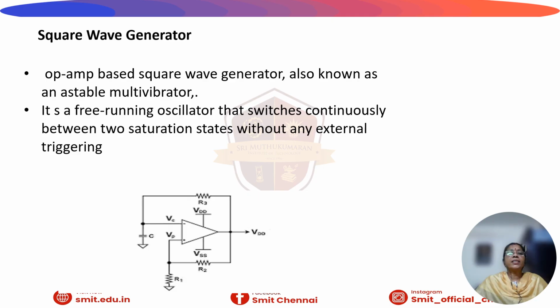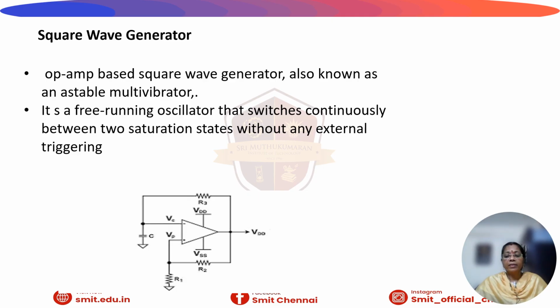Now we will discuss the operation of the next wave generator, to generate a square wave. The square wave generator is an electronic device, an oscillator circuit, that produces a repetitive non-sinusoidal waveform alternating between high and low voltage levels. It is widely used as a clock signal in digital electronics, signal processing, and testing equipment. It is also known as an astable multivibrator. It is a free-running oscillator that switches continuously between two saturation states without any external triggering.